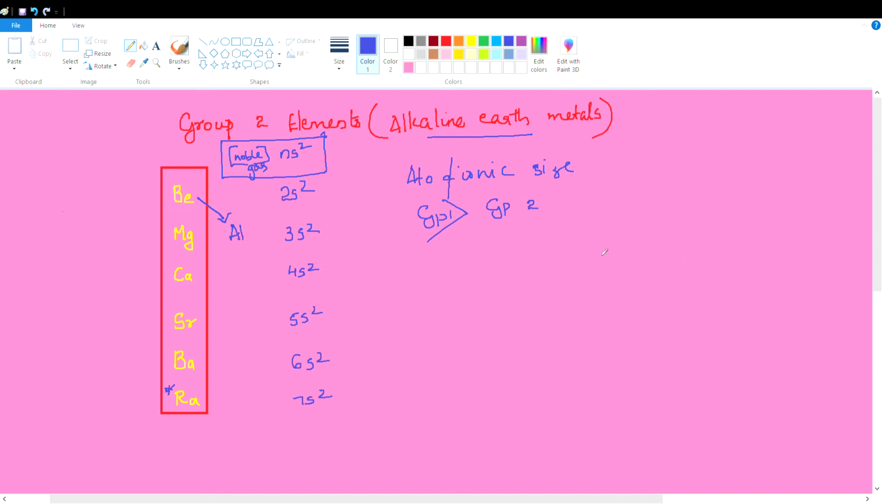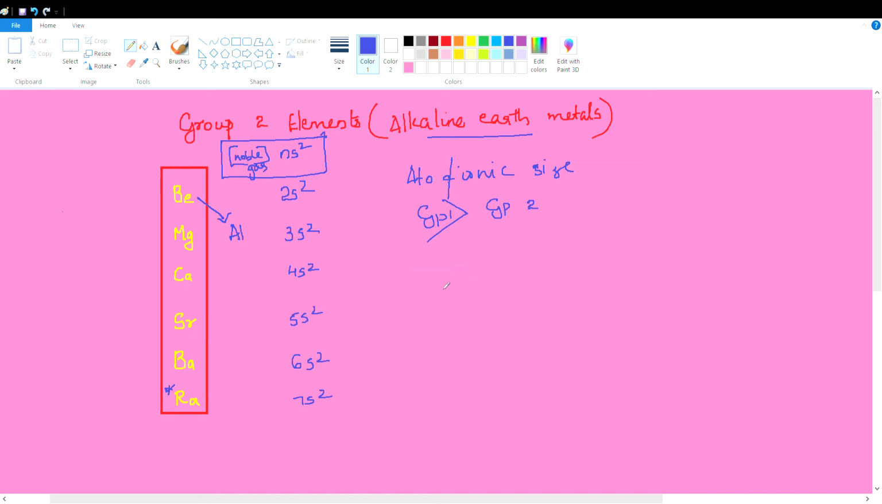But compared to other elements in the periodic table, group 2 and group 1 elements are larger in size. And down the group, atomic and ionic size increases.